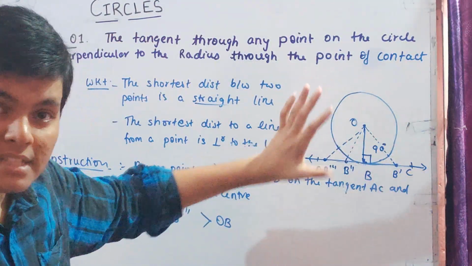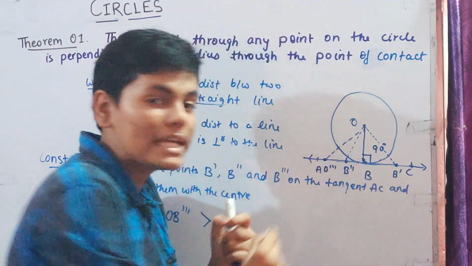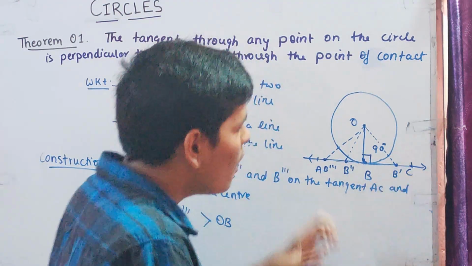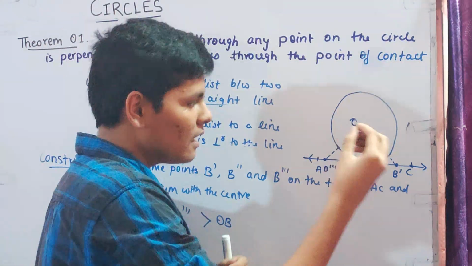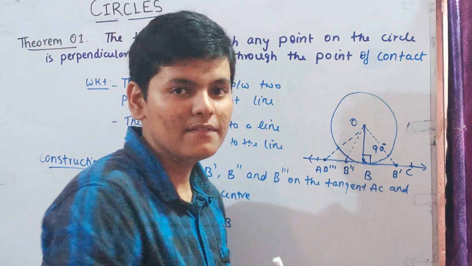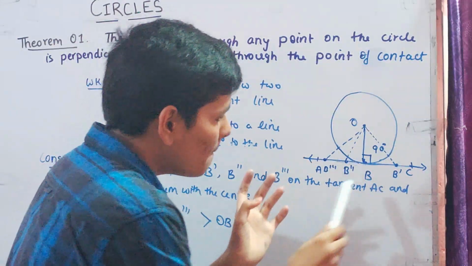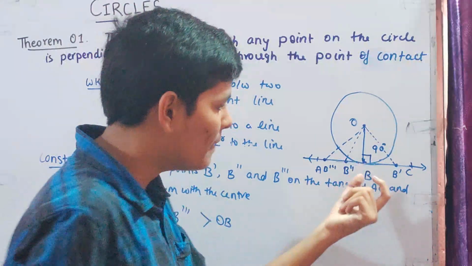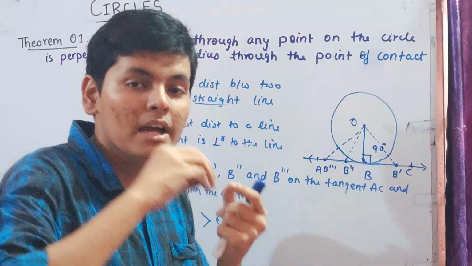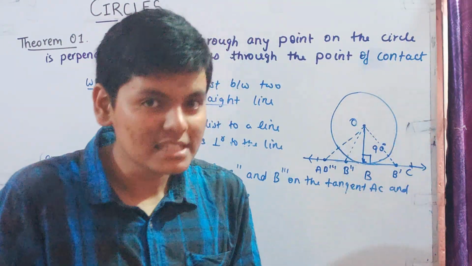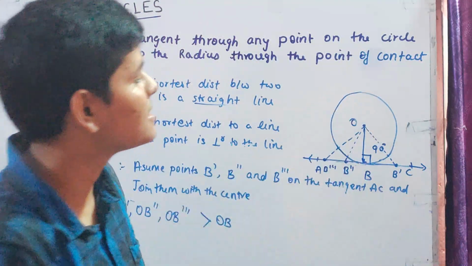We know that OB is the length. OB is the radius. Now, when we are taking any other point than B, when we are taking B dash over here, OB is the radius and OB dash is another line segment. If you see the image properly, we can find that OB dash is greater than OB. How is it greater? Because B is a point that is on the circle and B dash is a point which is away from the circle. If B is a point on the circle, then the distance from the center will be the radius. Hence, this OB is the radius.